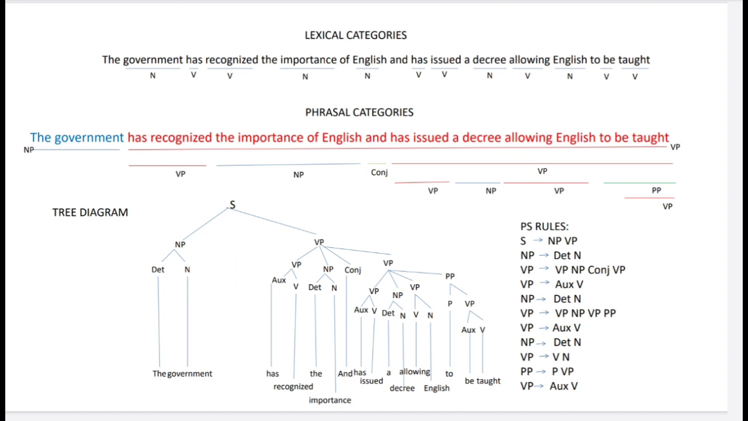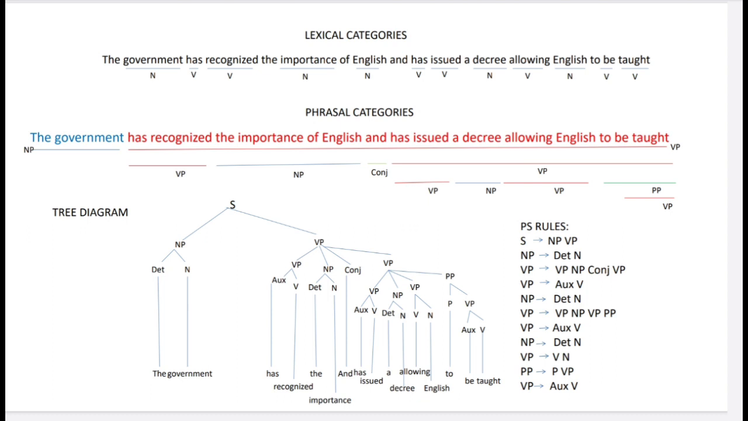And then there is verb phrase again. And the verb phrase itself has four structures again. What are the structures? There are verb phrase again, noun phrase, verb phrase again, and prepositional phrase. What does the verb phrase consist of? Auxiliary and verb. Noun phrase, determiner and noun. Verb phrase consists of verb and noun. And the prepositional phrase of this verb phrase consists of preposition and verb phrase again. And then the verb phrase itself has a structure that is auxiliary and verb.